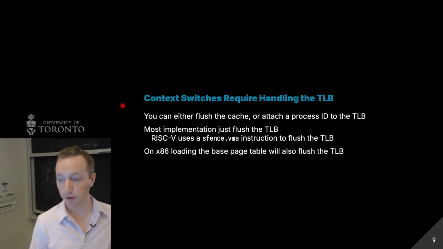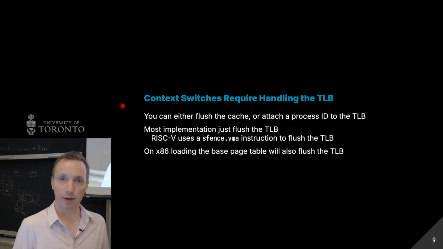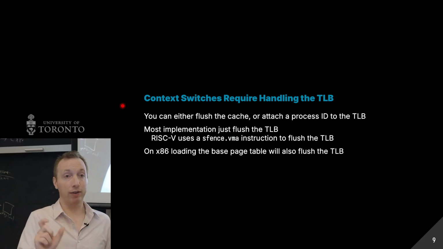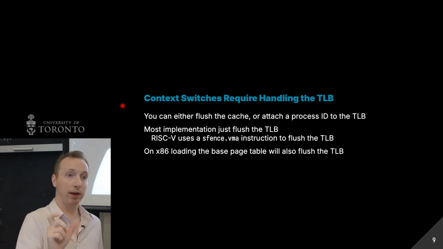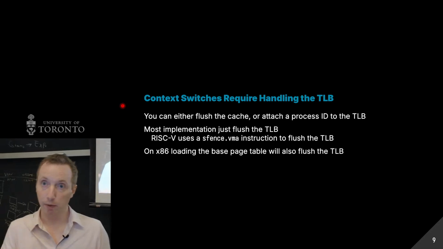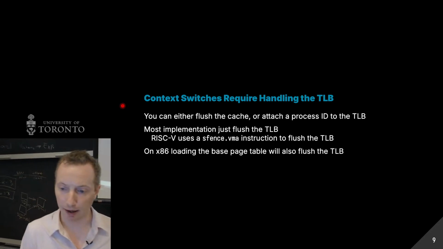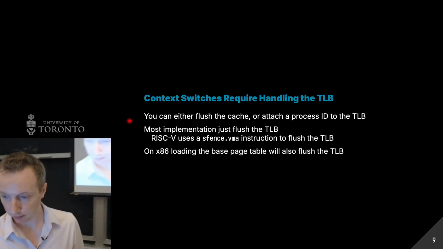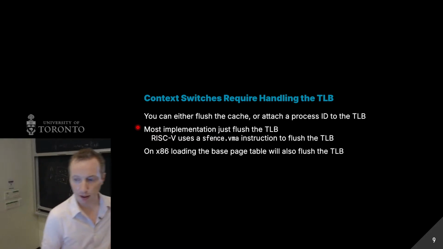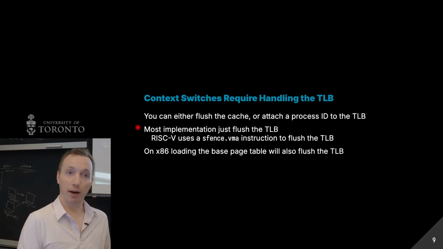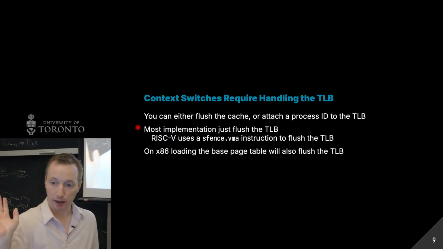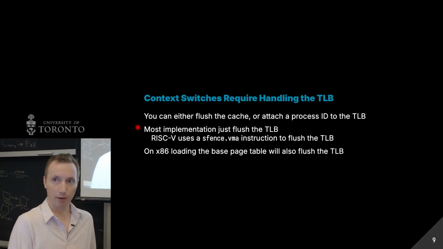Or what you could also do, another option is you can have hardware support. So you can actually attach a process ID to a TLB entry to say that this translation is only valid for this process. And at a hardware level, it will not translate it if you're trying to access it with a different process. Most of the time that hardware support for attaching process IDs doesn't exist. So most implementations of the kernel, whenever they switch to a different process, they just flush the TLB. If you're using RISC-V, there's a special instruction to do that.